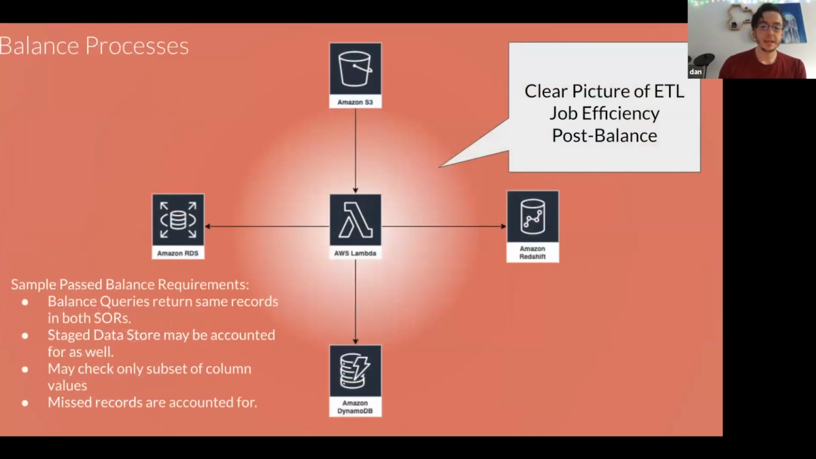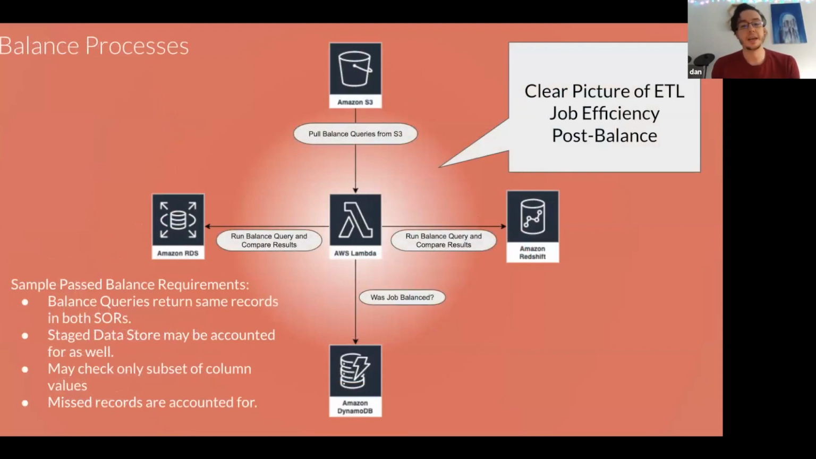This would be a sample balance process. In this situation, I've shown that you pull balance queries from S3 and run those queries against RDS, which would be your source system, and Redshift, which would be your destination system, and use Lambda to make sure that the contents of those queries are identical.